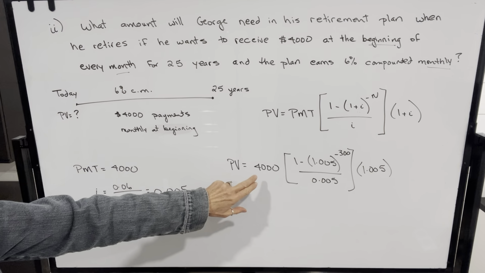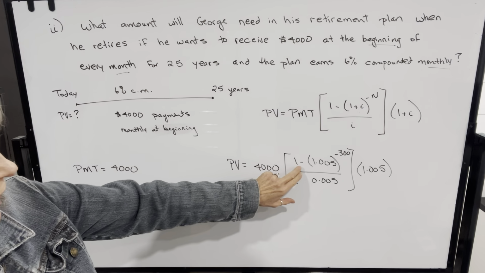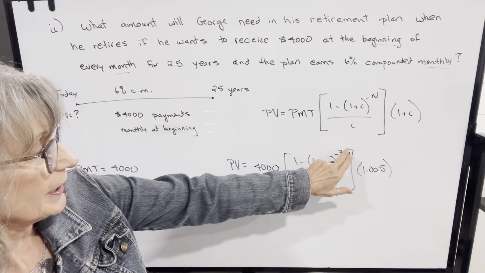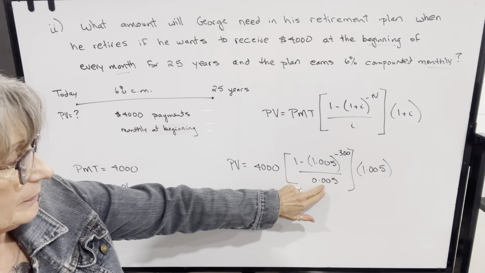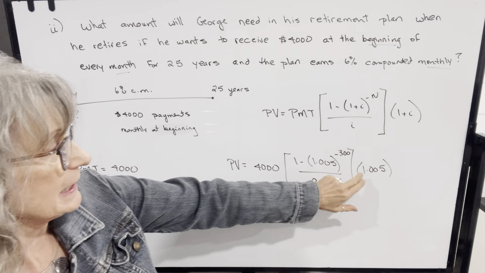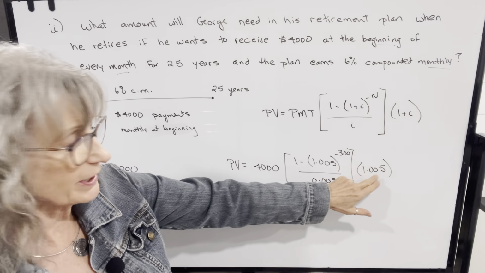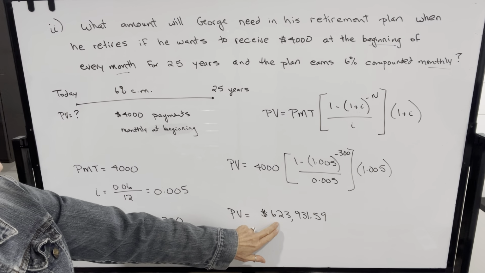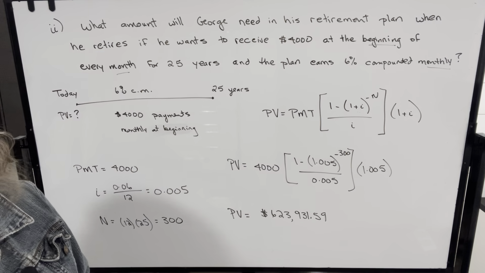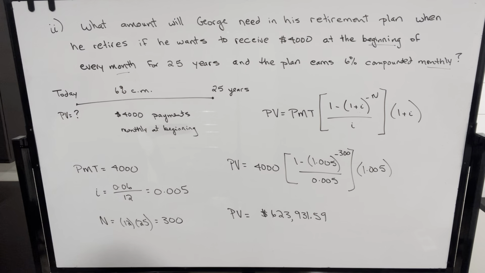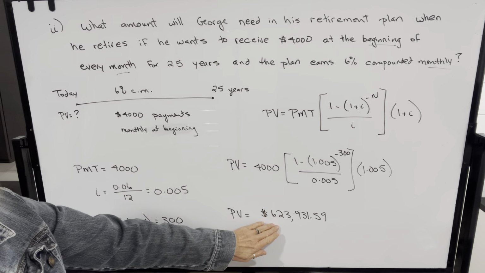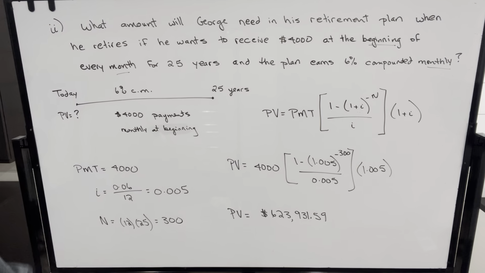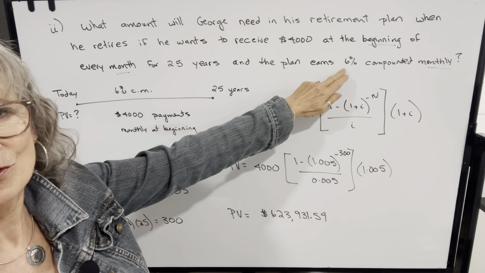Present value will be equal to 4,000 times 1 minus (1 plus i, which is 1.005) to the negative 300, divided by i, which is 0.005, times (1 plus i, which is 1.005). When we calculate this, we get $623,931.59. So that's what George needs when he retires, to be able to collect this amount at the beginning each month for 25 years, if the money is earning this interest rate.